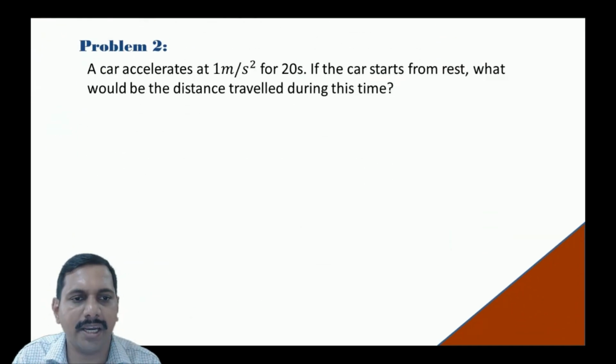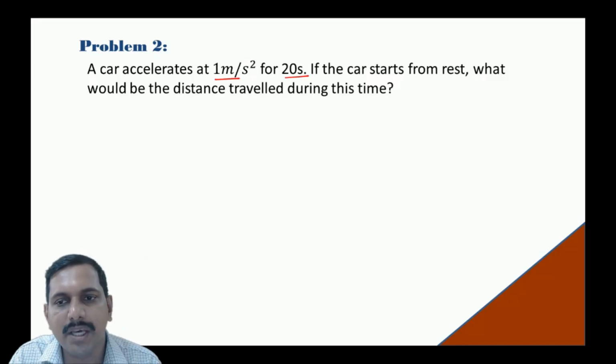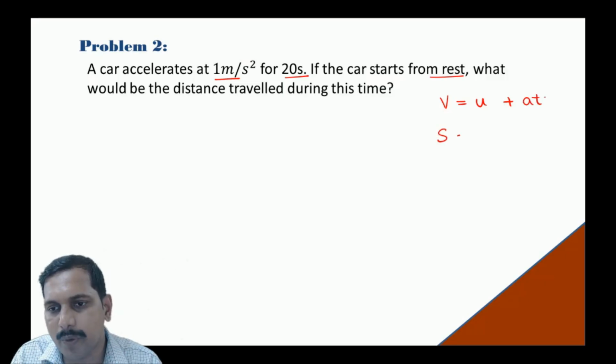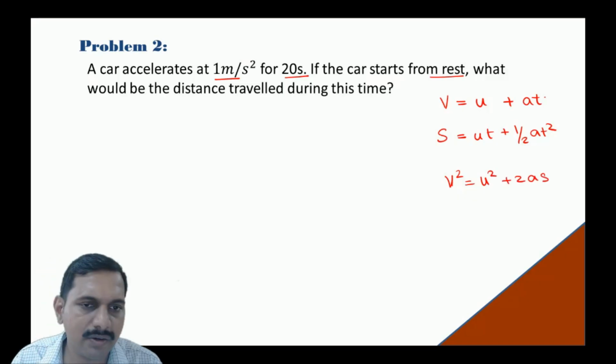A car accelerates at 1 meter per second square for 20 seconds. If the car starts from rest, what would be the distance traveled during this time? Now here always our rule is we will write all the equations of motion initially. So V is equal to U plus AT is the first equation. Second equation would be S is equal to UT plus half AT square. Third equation would be V square is equal to U square plus 2AS, right?